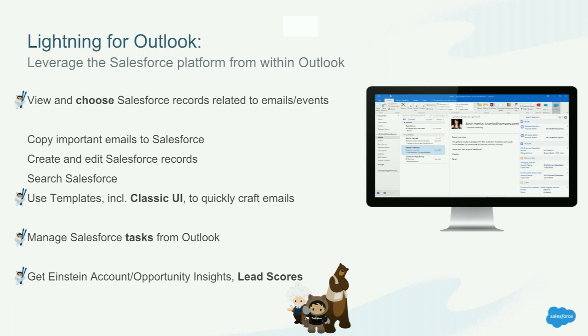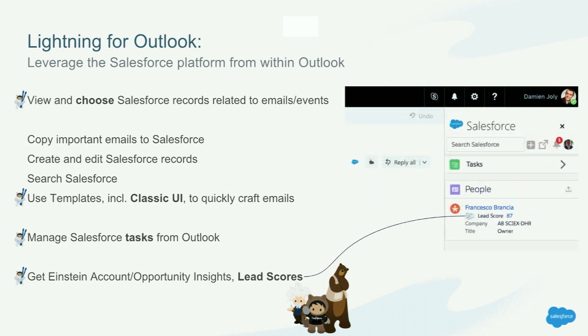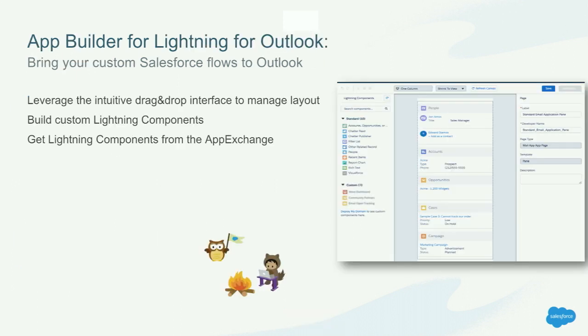And finally, you get capabilities when your organization is provisioned with Einstein, especially around leads. So you get those lead scores to understand what leads are the hottest, which ones are maybe cooler, so you understand which ones to focus on. I've included a screenshot over here showing how lead scores are appearing in Lightning for Outlook.